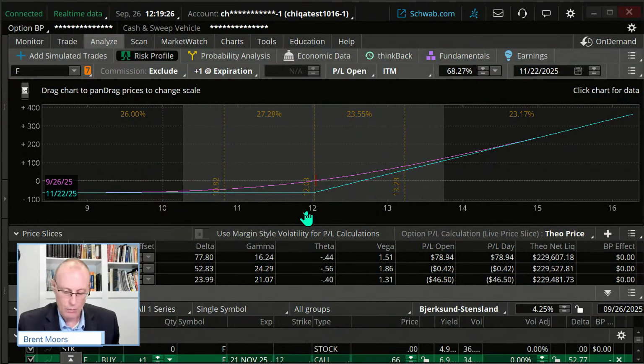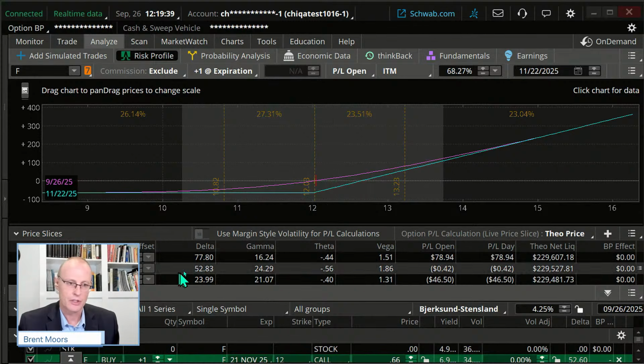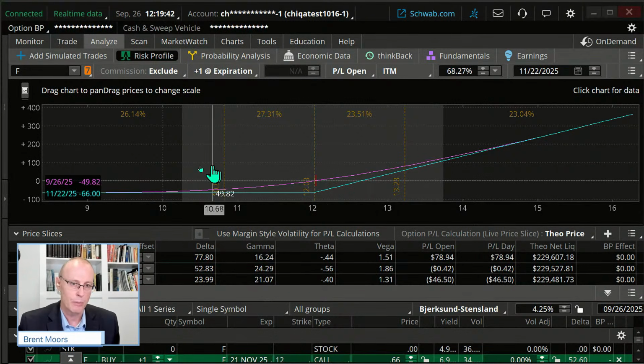Okay. Now, there's one other thing I want to mention to you before I move on, and we'll look at some other trades here. I want to get to some more advanced trades. The other thing is slices. I mentioned you can put slices wherever you want. You can drag them wherever you want. You can add them here. You can set your slices.